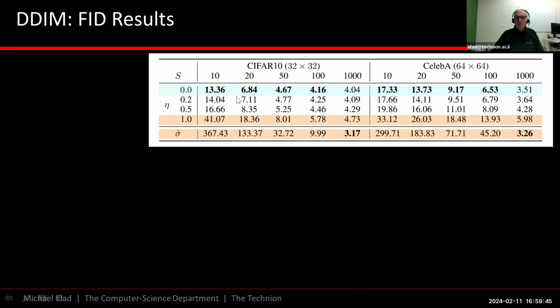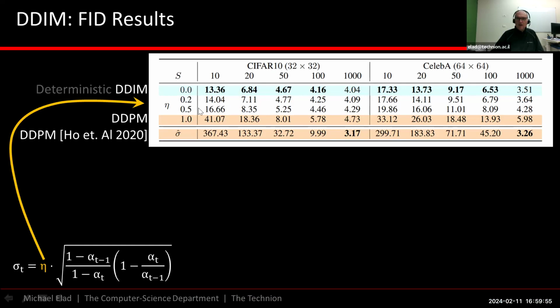Here is a table that shows some FID results. All of these are FID results here and here for two data sets, CIFAR10 and CelebA. Okay. Now there is a parameter here, eta. Eta is a parameter between 0 and 1 that multiplies this coefficient. I remind you, this coefficient is exactly the value that DDPM will use. So if you choose eta equals 1, this is DDPM.